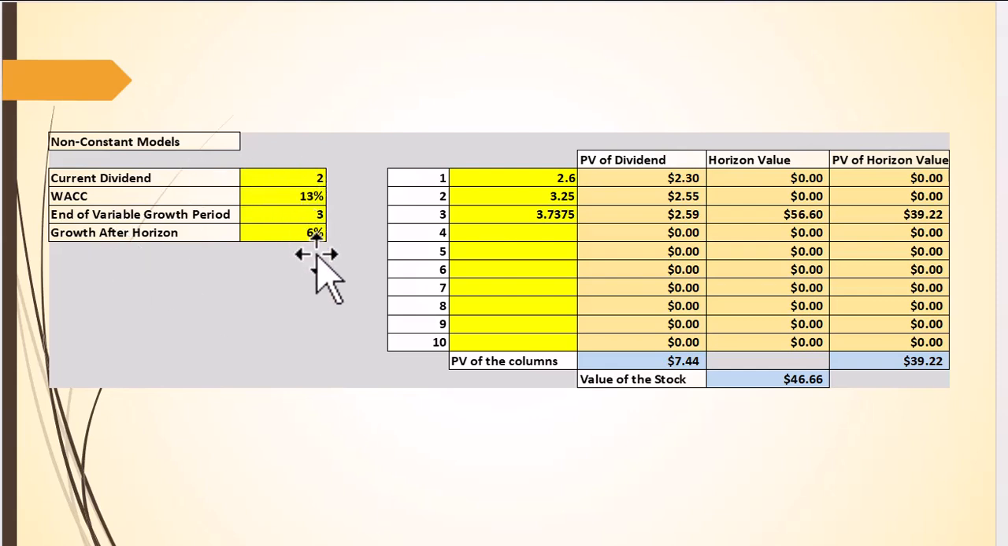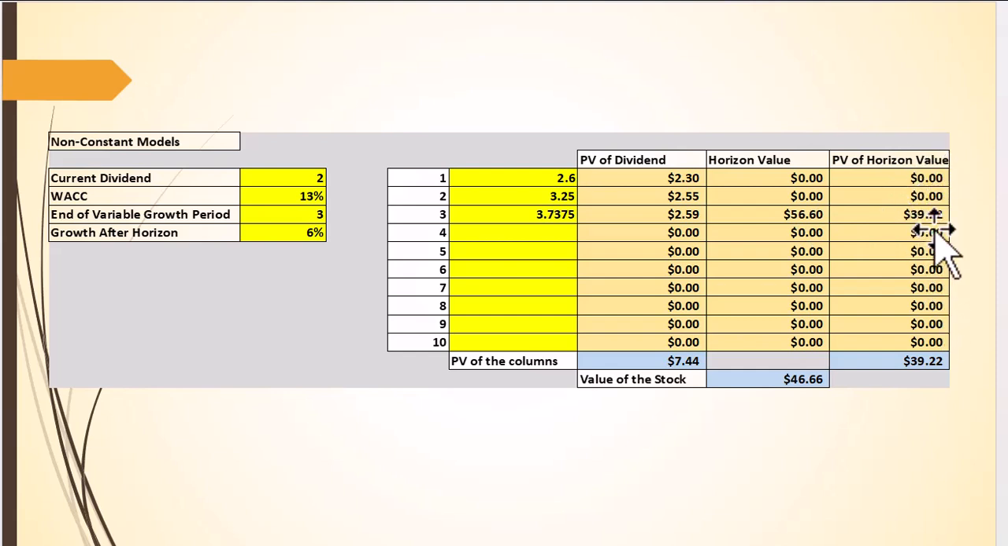Now, we can do that much easier with a spreadsheet, of course. Here is the data we input: how many variable growth periods, weighted average cost of capital, growth after the horizon. Here are the future growth rates we're going to have. How we calculate that, again, you have to put a formula in here to calculate these future growth rates. Then you find the present value of those dividends. We need to calculate the horizon value, and we have the formula to do that. And then we also have the present value of the horizon.